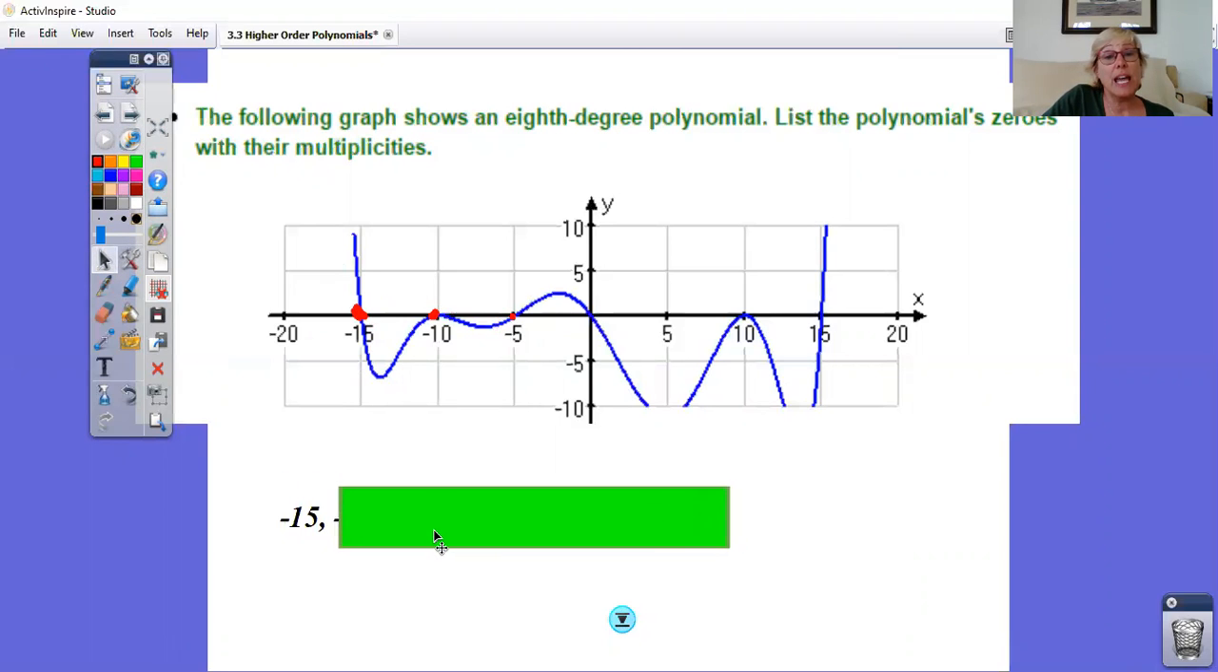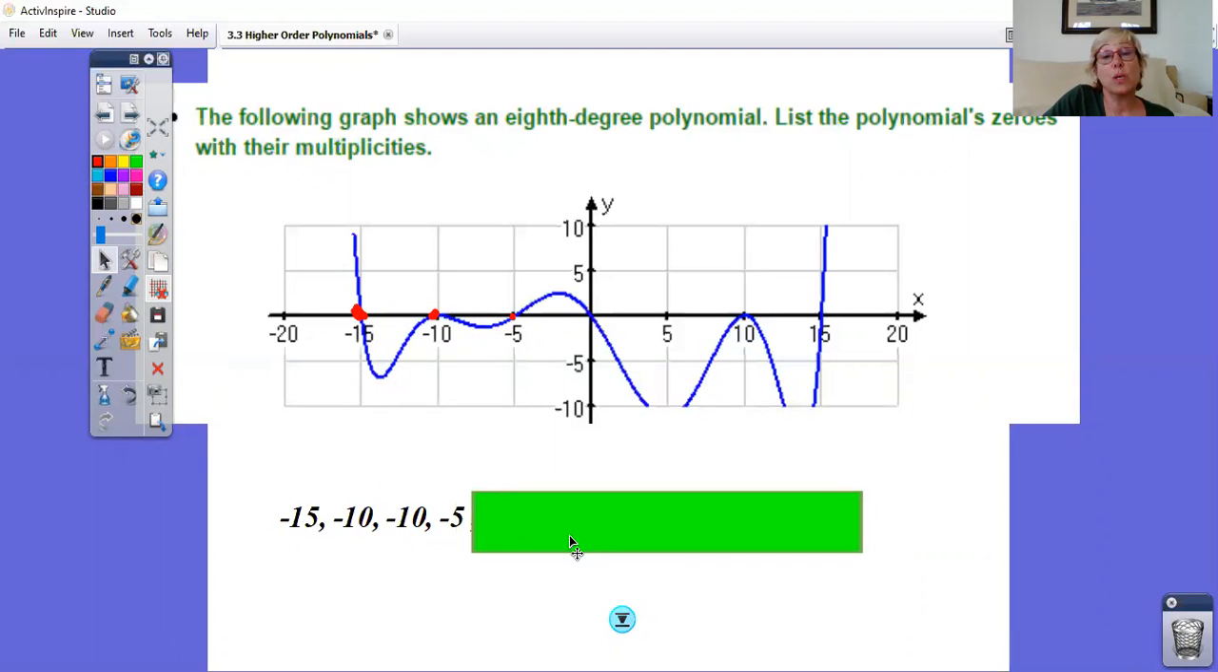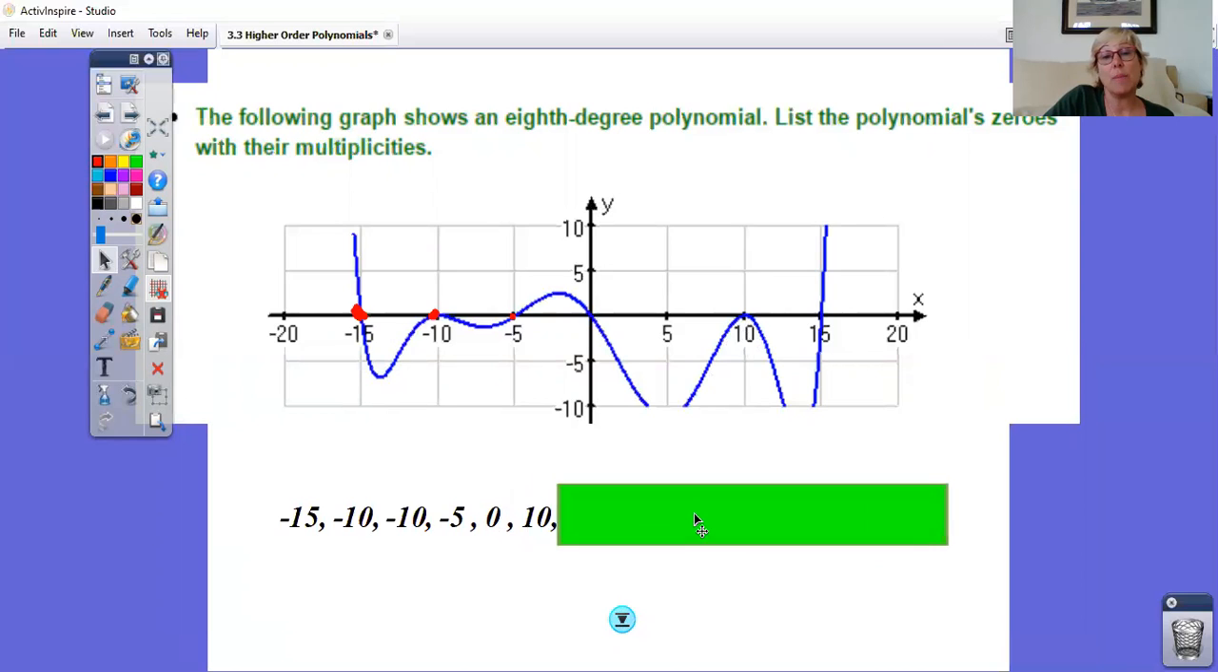And you can see -15 occurs once, -10 occurs twice, -5 occurs once, 0 is crossing, so that's going to occur once. Look over here at 10. See how it's going to just touch? I'm going to count 10, multiplicity 2, and then 15. So 1, 2, 3, 4, 5, 6, 7, 8 real solutions for a degree 8 polynomial.